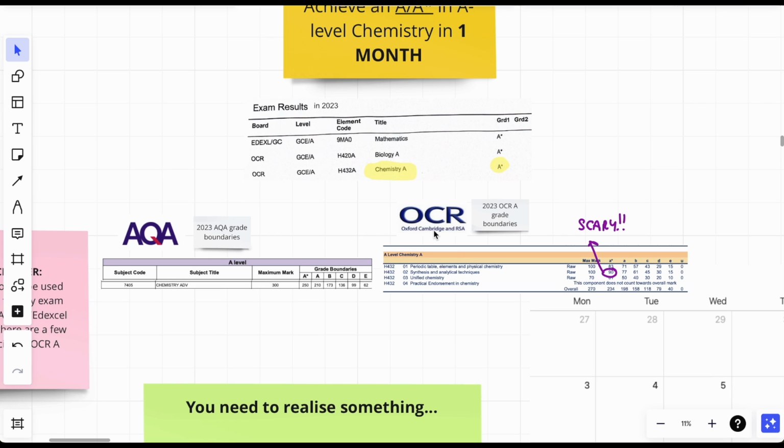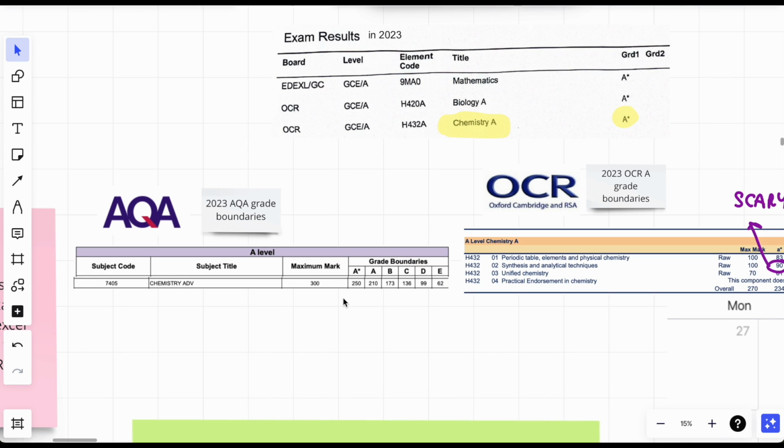So let's look at the grade boundaries so we know what we're dealing with. AQA, to get that A star, you need 250 out of 300. So you can only lose 50 marks. If you want an A, you need 210, so 210 out of 300. So you can only lose 90 marks across 3 papers.